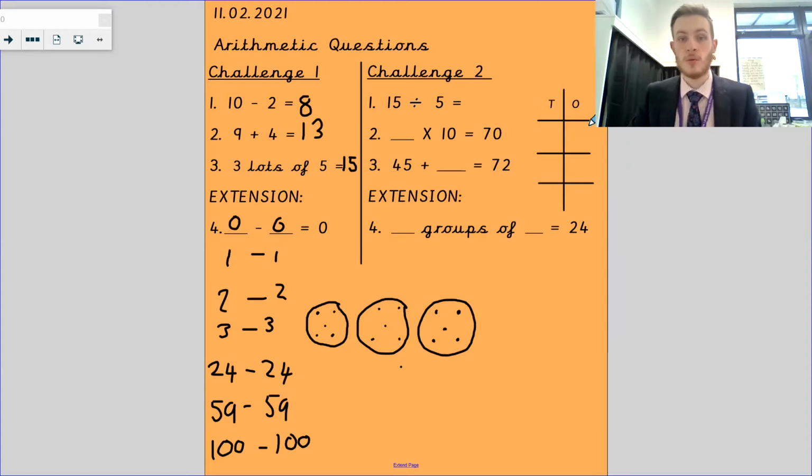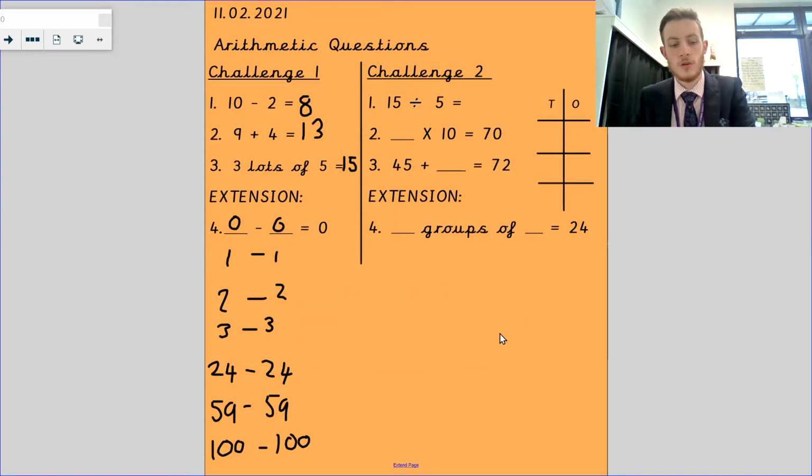Right, challenge 2. 15 divided by 5. So that means 15, and you've got 5 groups. Okay, so you're going to need to share for this one. So let me get rid of these groups so I don't confuse anyone. Boom, gone.